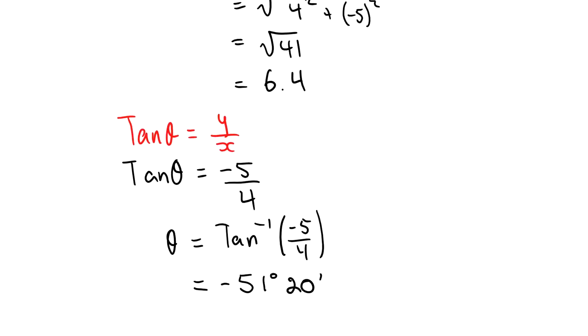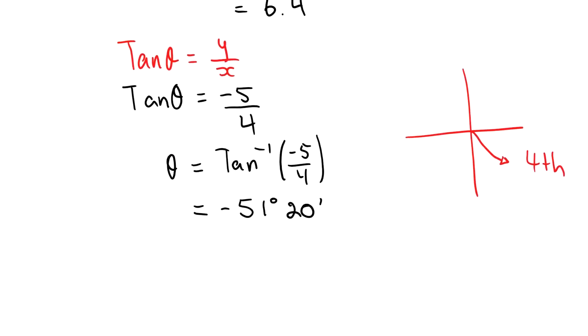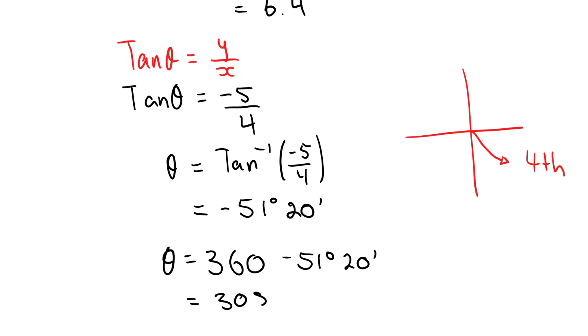At this stage, it's good to know what quadrant our vector is in. Now, it had an x value of 4 and a y value of negative 5. So our vector is down here in the 4th quadrant. So therefore, theta is going to be 360, take away 51 degrees and 20 minutes. So our final direction is 308 degrees and 40 minutes.